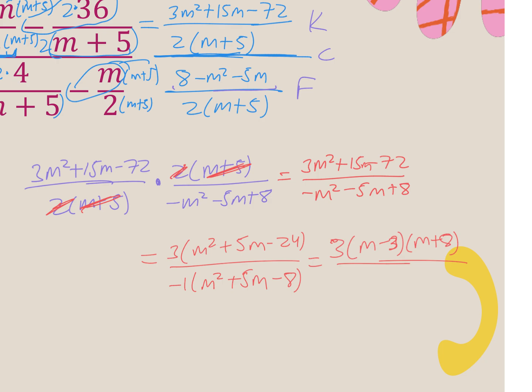All right, well, there's not really a lot of factors of -8, right? -4, 2, 4, -2, 1 and 8, all right, positive and negative. So nothing really factors there. So there's really nothing that we can do. So this is just going to stay the same. It's going to be -m squared minus 5m plus 8.